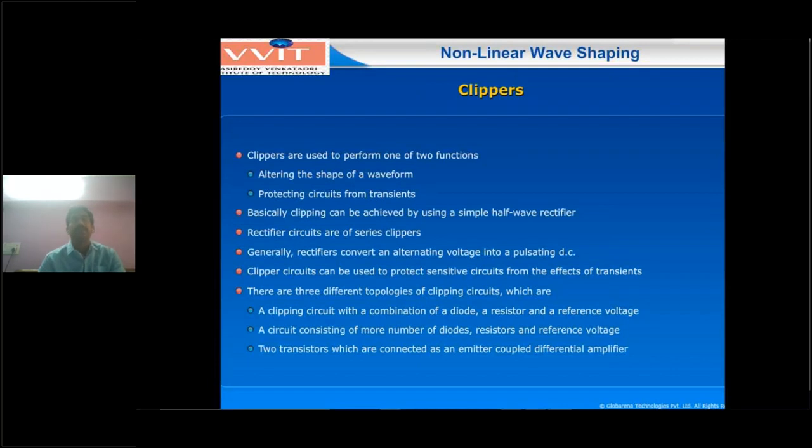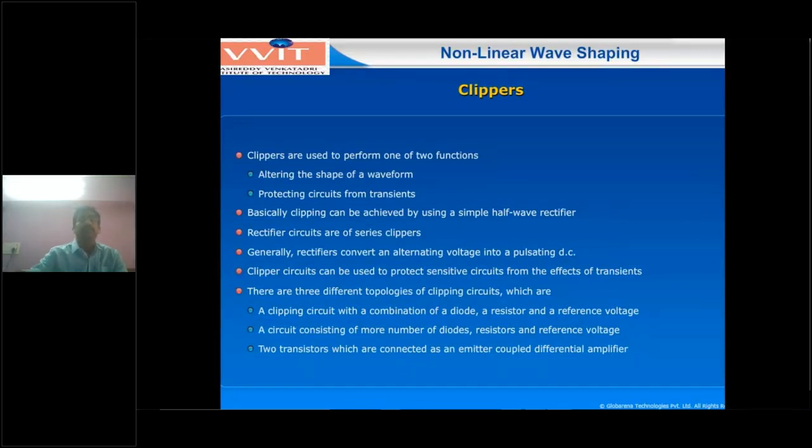Basically, clipping can be achieved by a simple rectifier configuration. The rectifier circuit is a series clipper. The rectifier operation is that alternating voltage, that means AC, is converted to pulsating DC. Clipping circuits can also be used to protect sensitive circuits from the effects of transients.